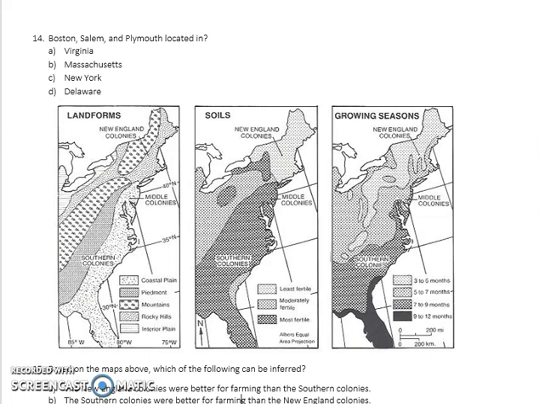Number 14. Boston, Salem, and Plymouth were located in A. Virginia, B. Massachusetts, C. New York, D. Delaware.